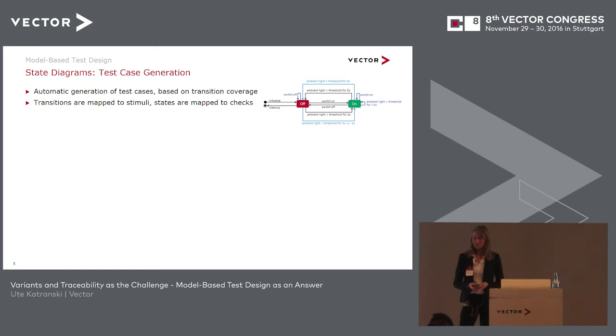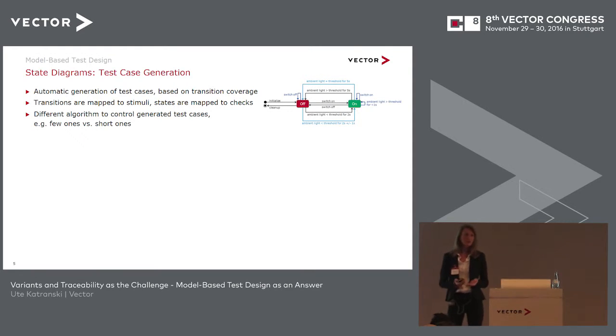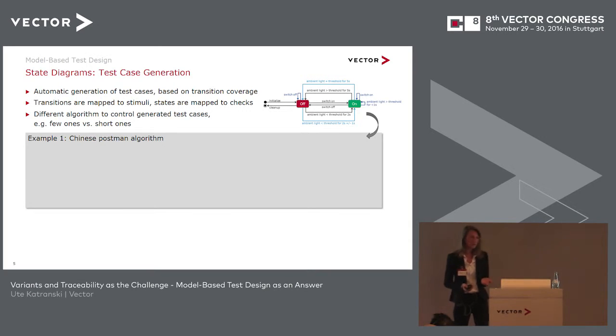So I want to achieve a certain coverage of my states. When I generate test cases, what I do is I say, well, my states are mapped to checks and the transitions are mapped to stimuli. And then I can take different algorithms in order to generate my test cases based on the model. So different algorithms, few test cases versus short test cases. One possible approach would be the Chinese Postman algorithm.